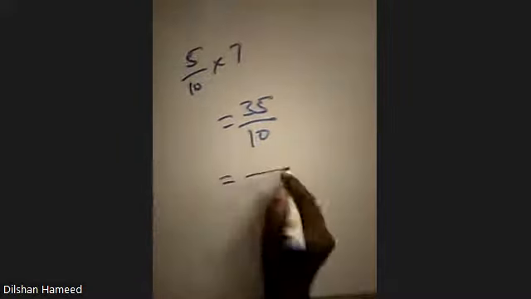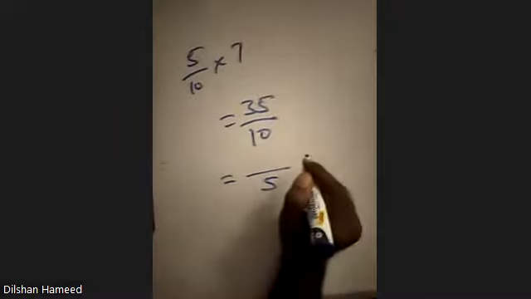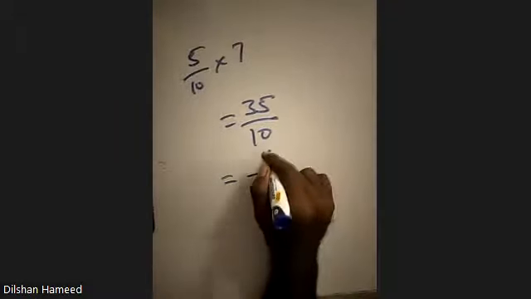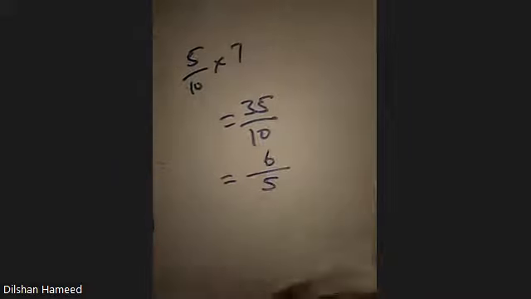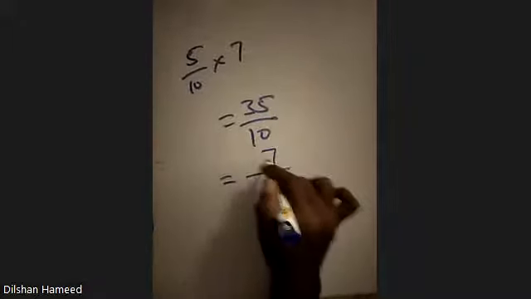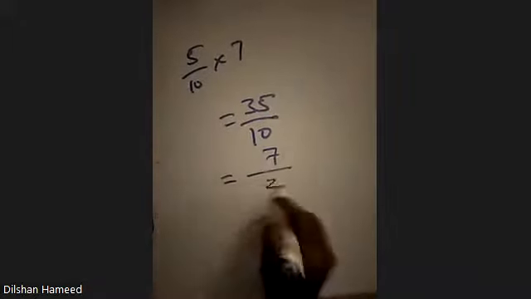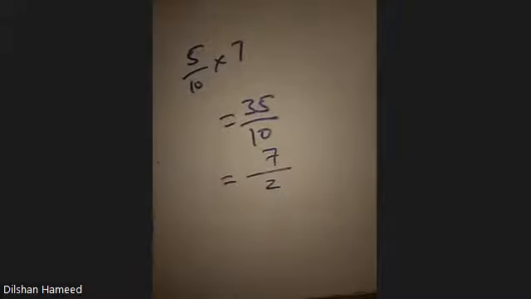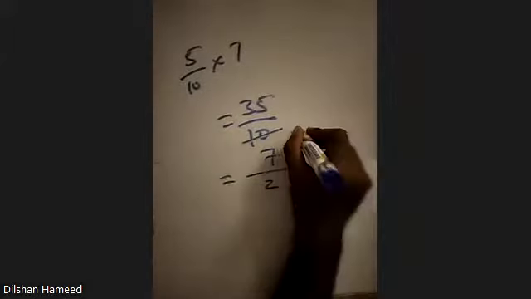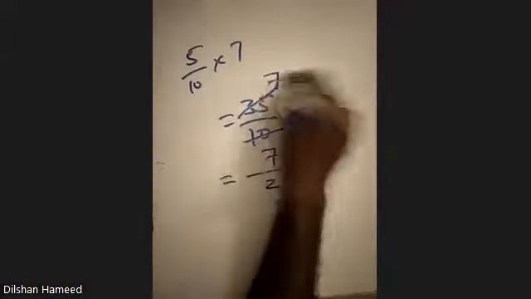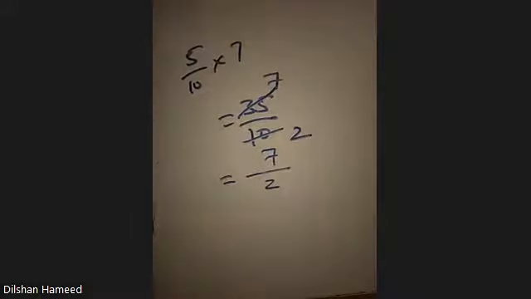So 5 2s are 10. Okay. 7 5s are 35. So 7 upon 2 is the answer. Because 5 2s are 10. Okay. 7 5s are 35. So 7 upon 2. Clear?